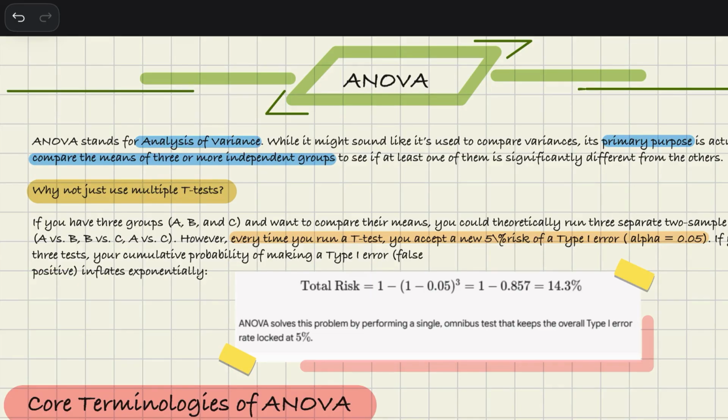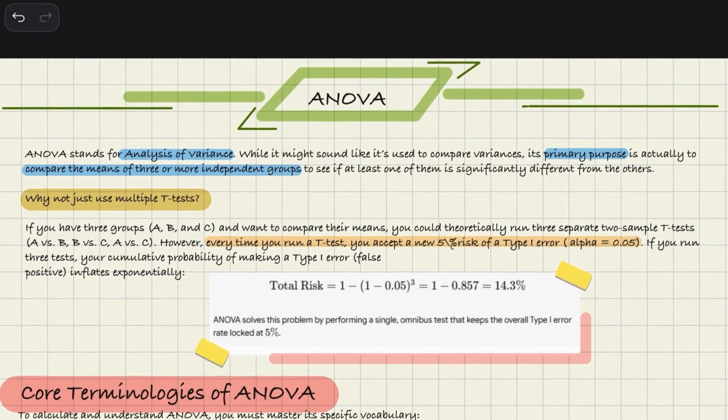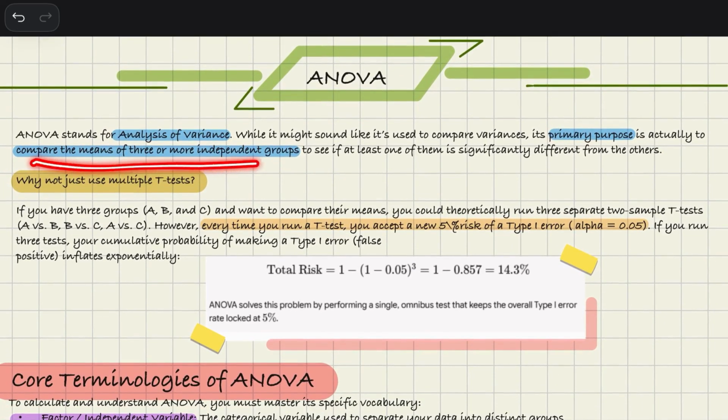So the primary purpose is to compare the means of 3 or more independent groups and to see if at least one of them is significantly different from the others. So why don't we just use multiple t-tests? A very common conceptual question is this: if we have 3 groups, why can't we just run multiple standard t-tests? Let's look at why that is a statistical disaster.